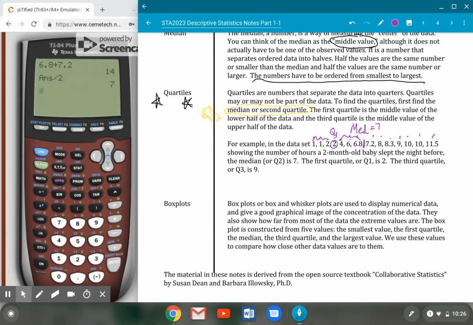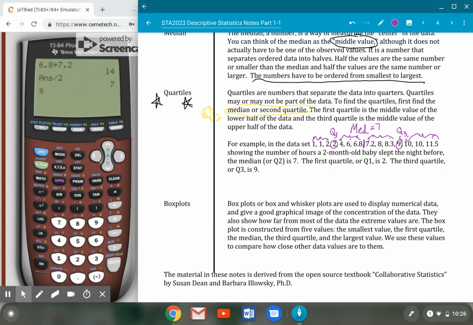And in a similar way, 9 is the upper quartile. It is Q3. It's right in the middle of these upper 7. There are 3 numbers below this 9, and there are 3 numbers above this 9. So that's our quartile here.